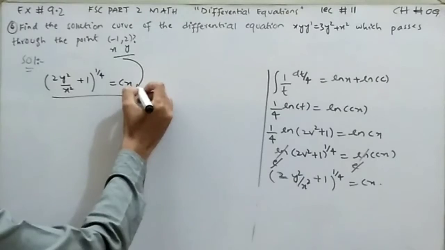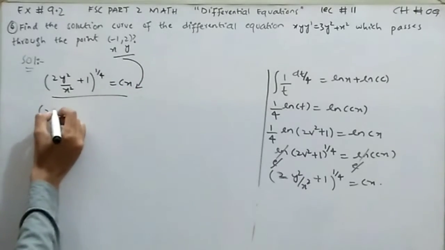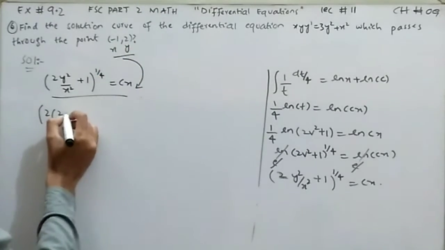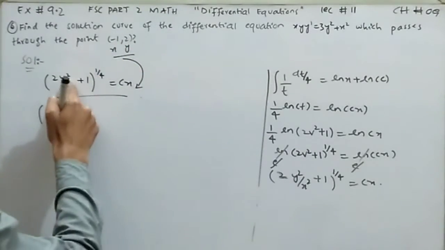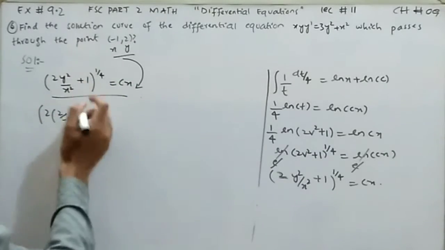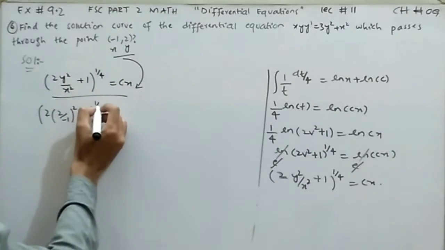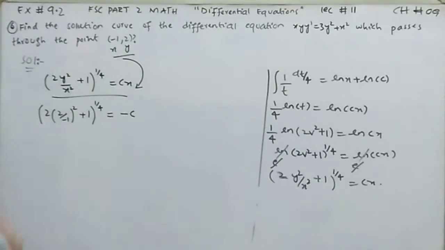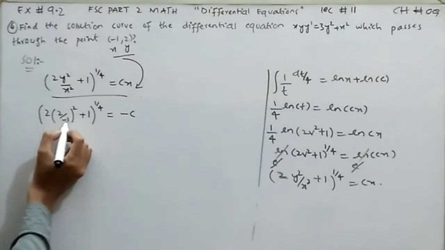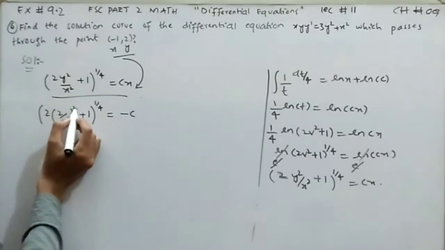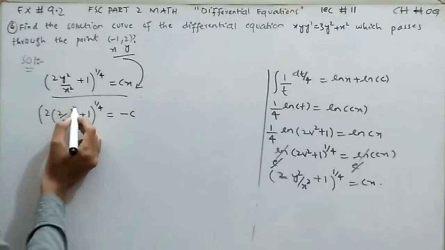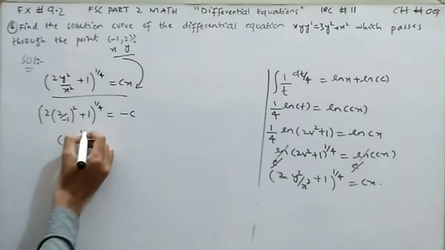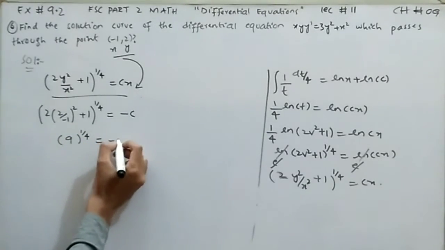Putting these values in this equation, it becomes 2 into y by x whole square. We can write it: y is 2, so 2 by -1 whole square, y is 2 and x is -1, plus 1 and whole raised to power 1 over 4 is equal to cx. So x is -1, so it becomes minus c. 2 over -1 gives us -2. -2 whole square will give us positive 4 because the power is even. So 4 into 2 will give us 8. 8 plus 1 will give us 9. So 9 power 1 over 4 is equal to negative c.